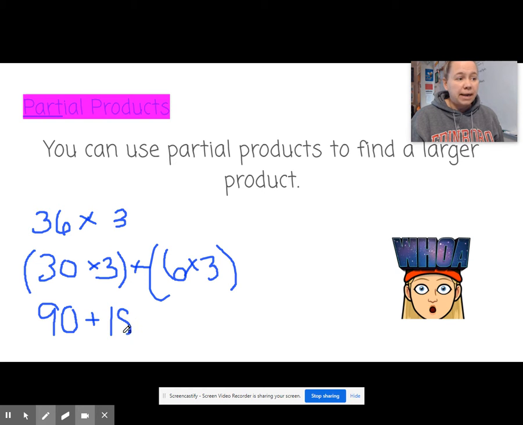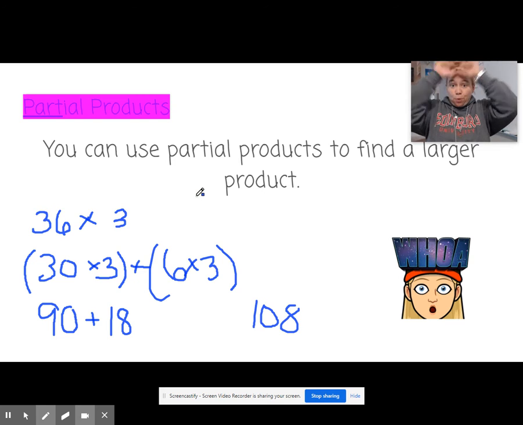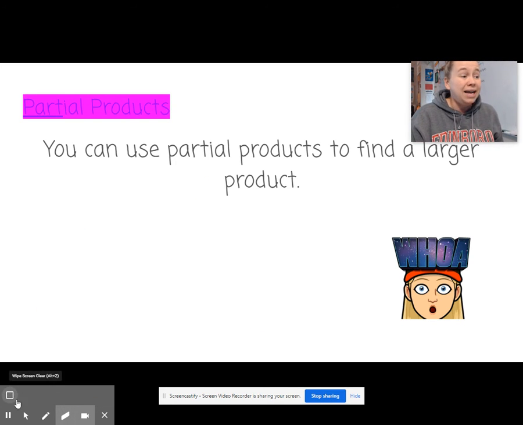Now I have to put them back together. So I multiplied. Now I need to put them back together. Because remember, I broke them apart, multiplied. Let me put them back together. So 90 plus 18. Well, 90 plus 10 is 100 plus 8. So 108 is my answer. So 36 times 3 is 108. Did I blow your mind? Oh, partial products are so much fun.